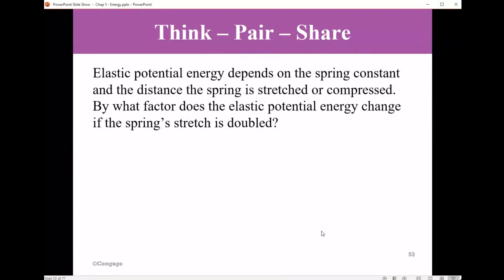By what factor does the elastic potential energy change if the spring stretch is doubled? If you are doubling x, because it depends on x squared, then the energy will be quadrupled. Using the same example, but now the spring stretch is tripled. If you triple the value of x, then for the energy, it would be 3 to the power 2, which is 9. So the energy will be 9 times greater.